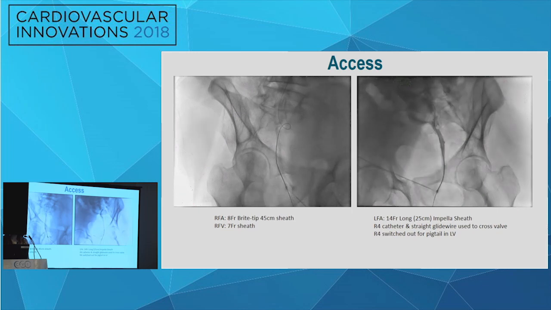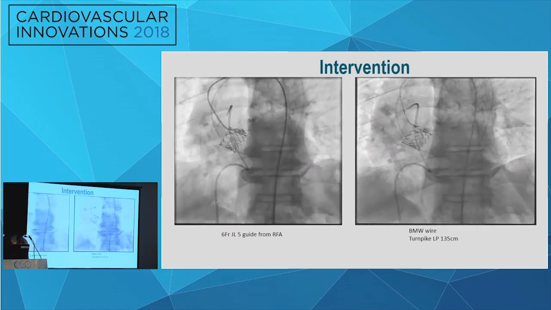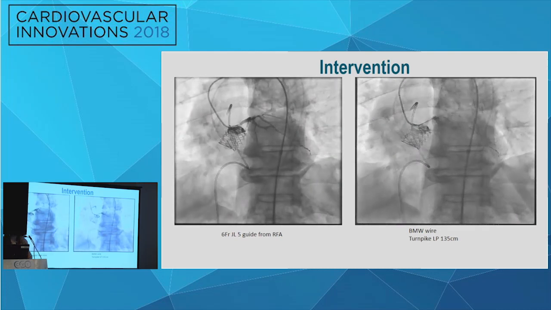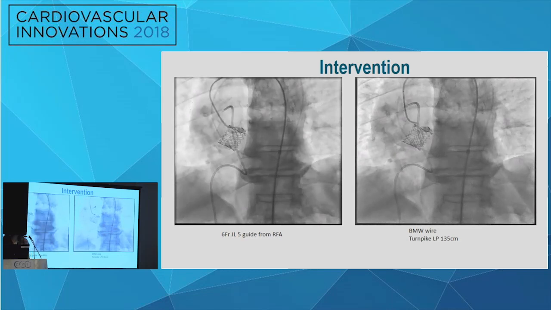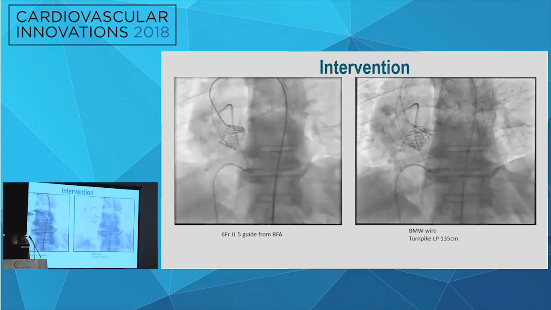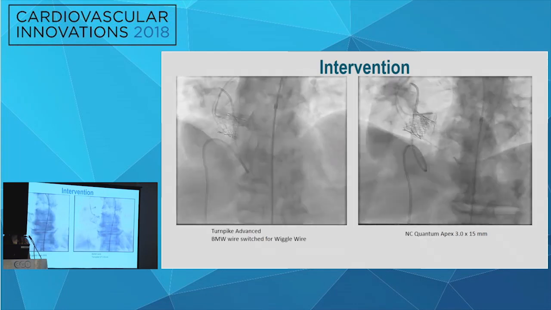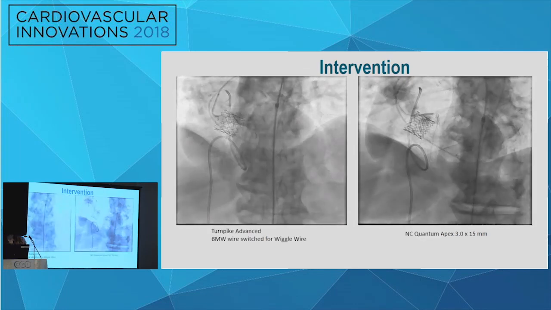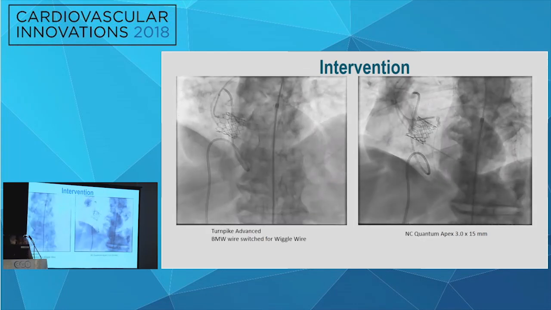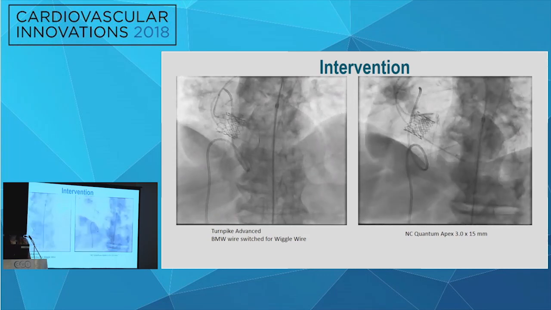On the right side, we got an 8 French access, and went ahead with a JL5 guide, and we wired it with a BMW wire. It wasn't easy. We had to use a microcatheter. We used a Turnpike LP, but we did finally wire it. And after wiring, just for good support, we pulled out the BMW and switched it out for a Wiggle wire.